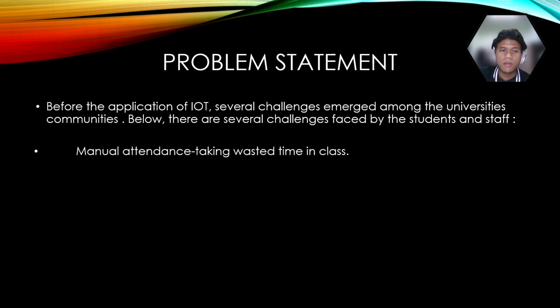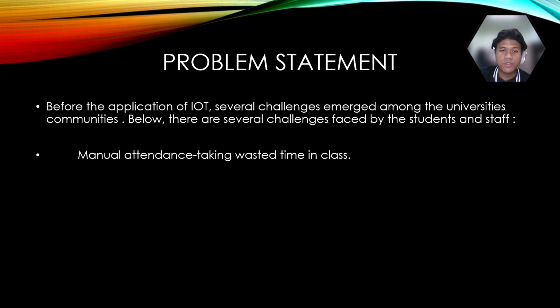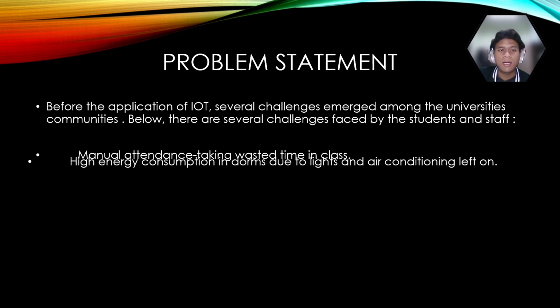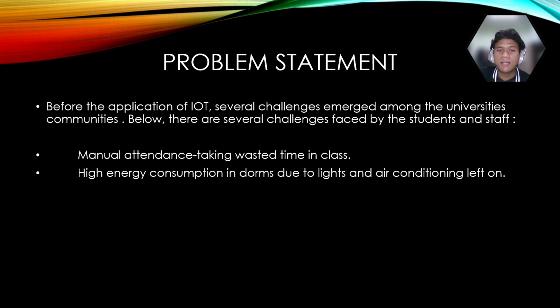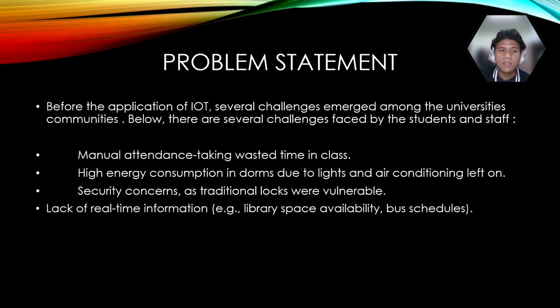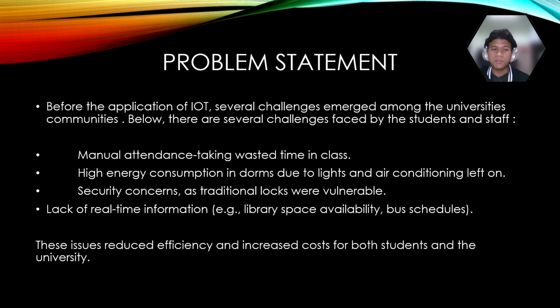The first one is manual attendance taking, which wasted time in class. High energy consumption in dorms due to lights and air conditioning left on. Security concerns as traditional locks were vulnerable. And the last one is lack of real-time information, for example, library space availability and bus schedules. These emerging issues reduce efficiency and increase costs for both students and universities.